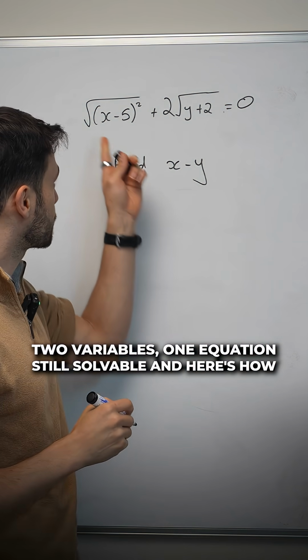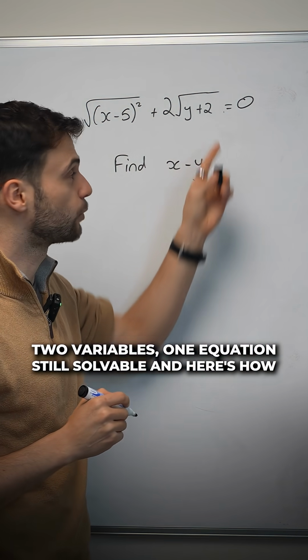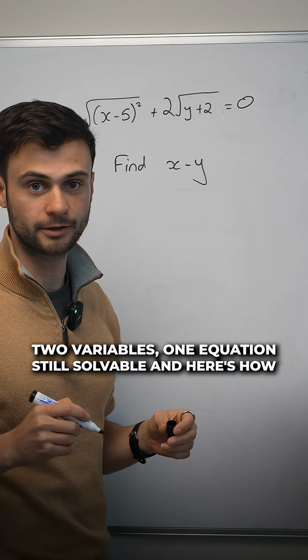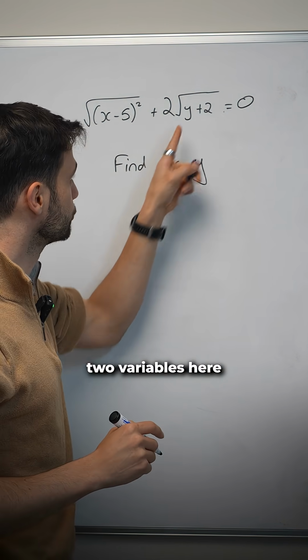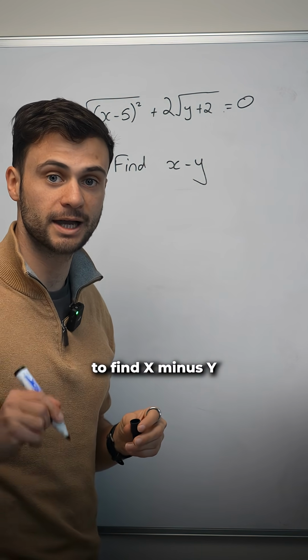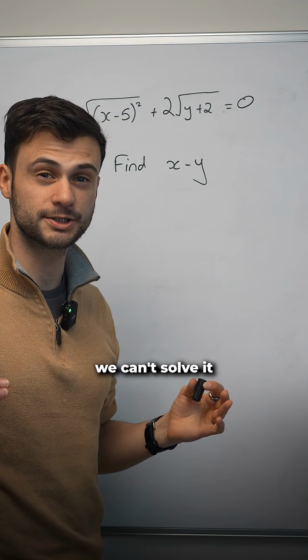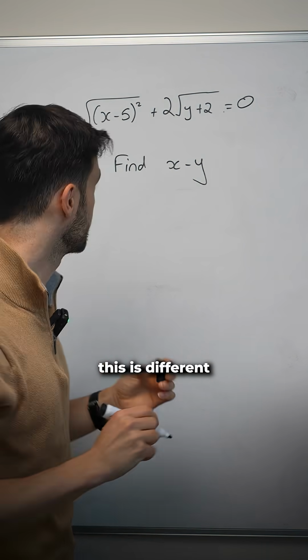Can you solve the square root of (x minus 5) squared plus 2 times the square root of (y plus 2) equals 0? This is a weird one because we've got two variables here. We've got x and y, and we're being asked to find x minus y. And normally when we have two variables and one equation, we can't solve it. This is different. Can you see why?